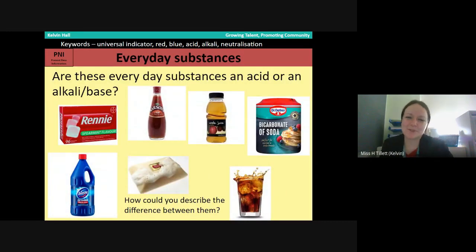So here are some examples, okay? On the board are pictures of everyday substances, things you will have seen before, things we can have in our home, in our cupboards at home, and things we can use. Now, some of these are acids, some of them are the opposite, which is an alkali or a base. I want you to quickly talk to the person next to you, for 2 minutes, and decide which ones you think are acids and which ones you think are alkalis. You've got 2 minutes. You can pause the video now, and then I'll come back to you.